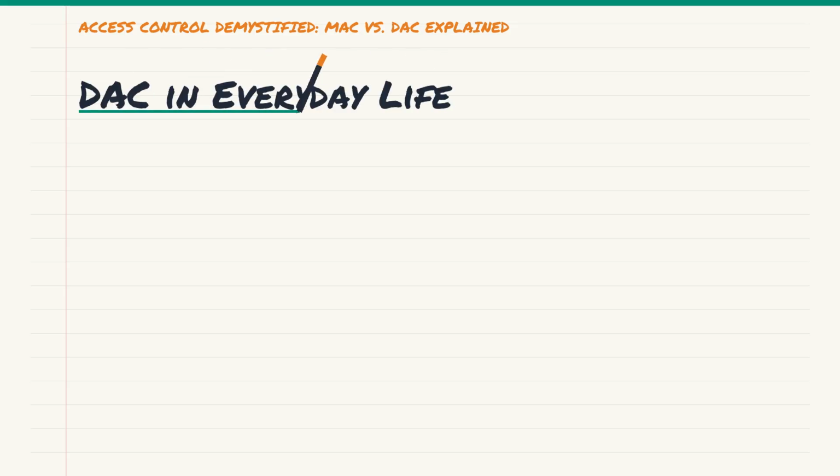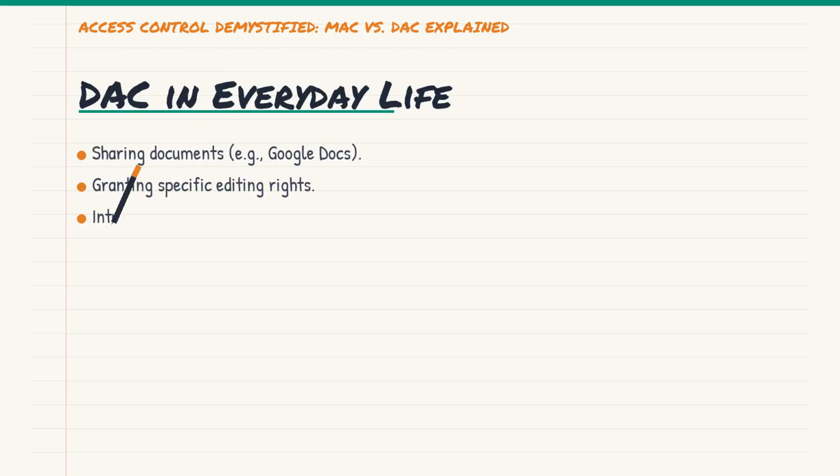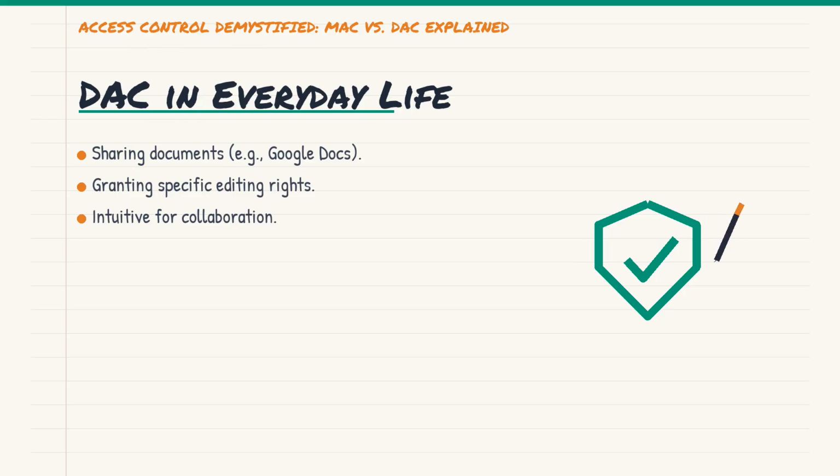Ever shared a Google Doc with a colleague, giving them view only or can edit access? That's DAC in action. You, as the owner of that document, are making the discretionary decision about who can do what with it. It's incredibly intuitive for most collaborative environments where trust is established among users.